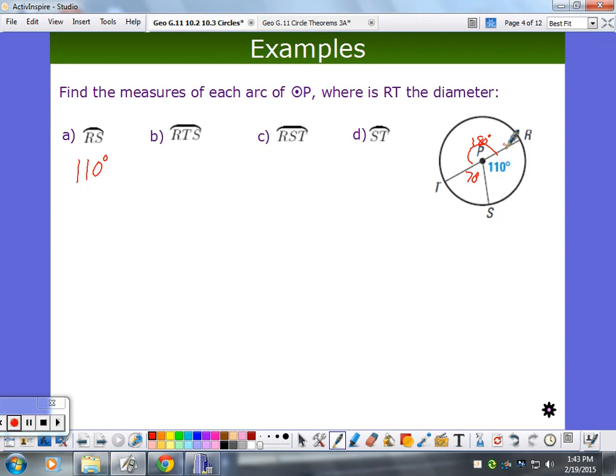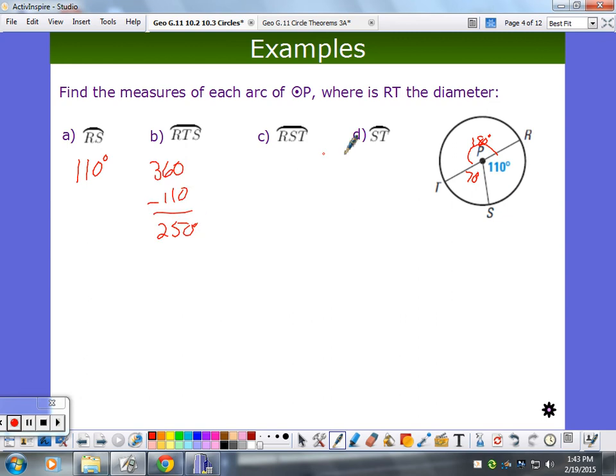What about RTS? Now that's the major one, so going around this way. RTS, what would that measure be? Jerry? 250 degrees. How'd you get it? Right. So one way to do that is say, well, if this piece is 110, the missing bit is going to be 360, the whole thing, minus 110. And that's where the 250 is coming from.